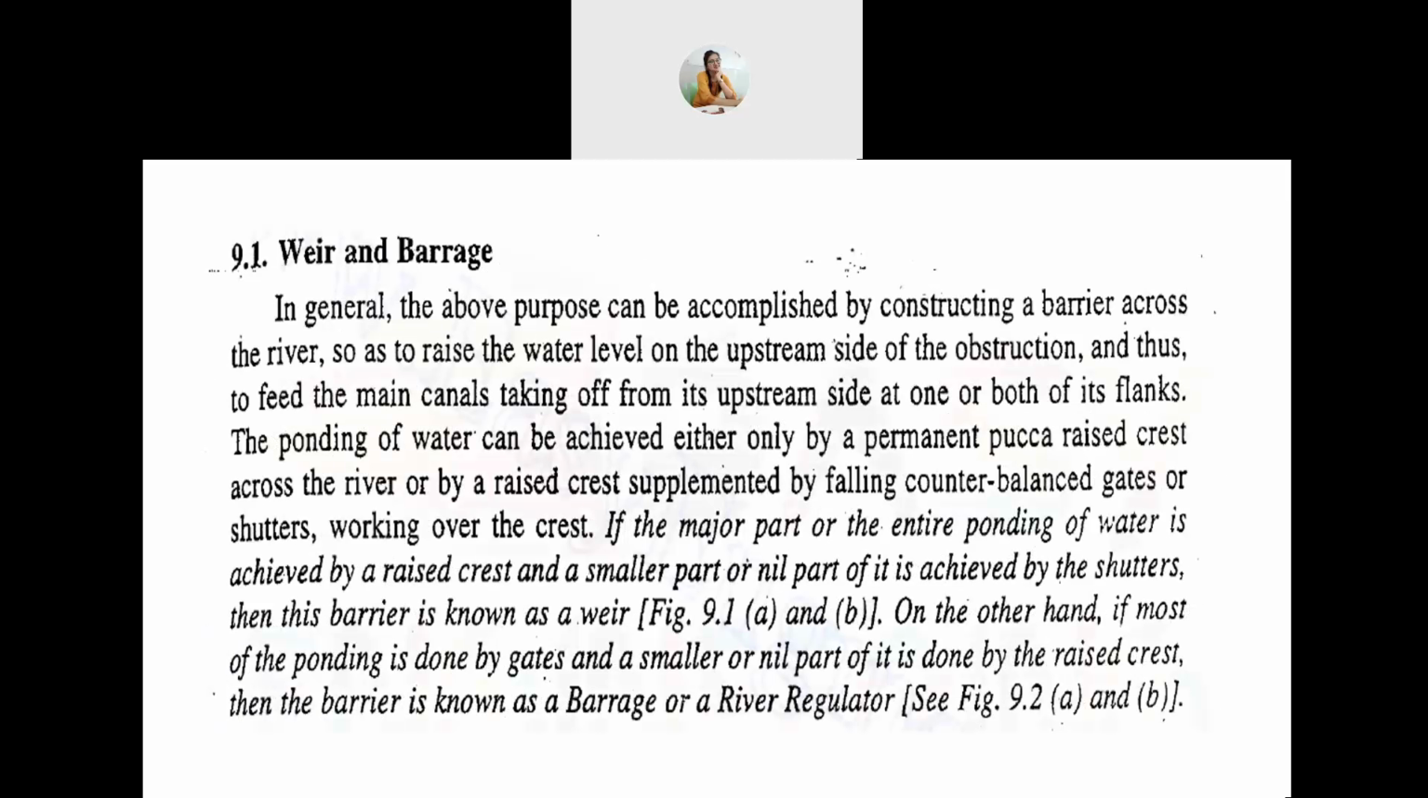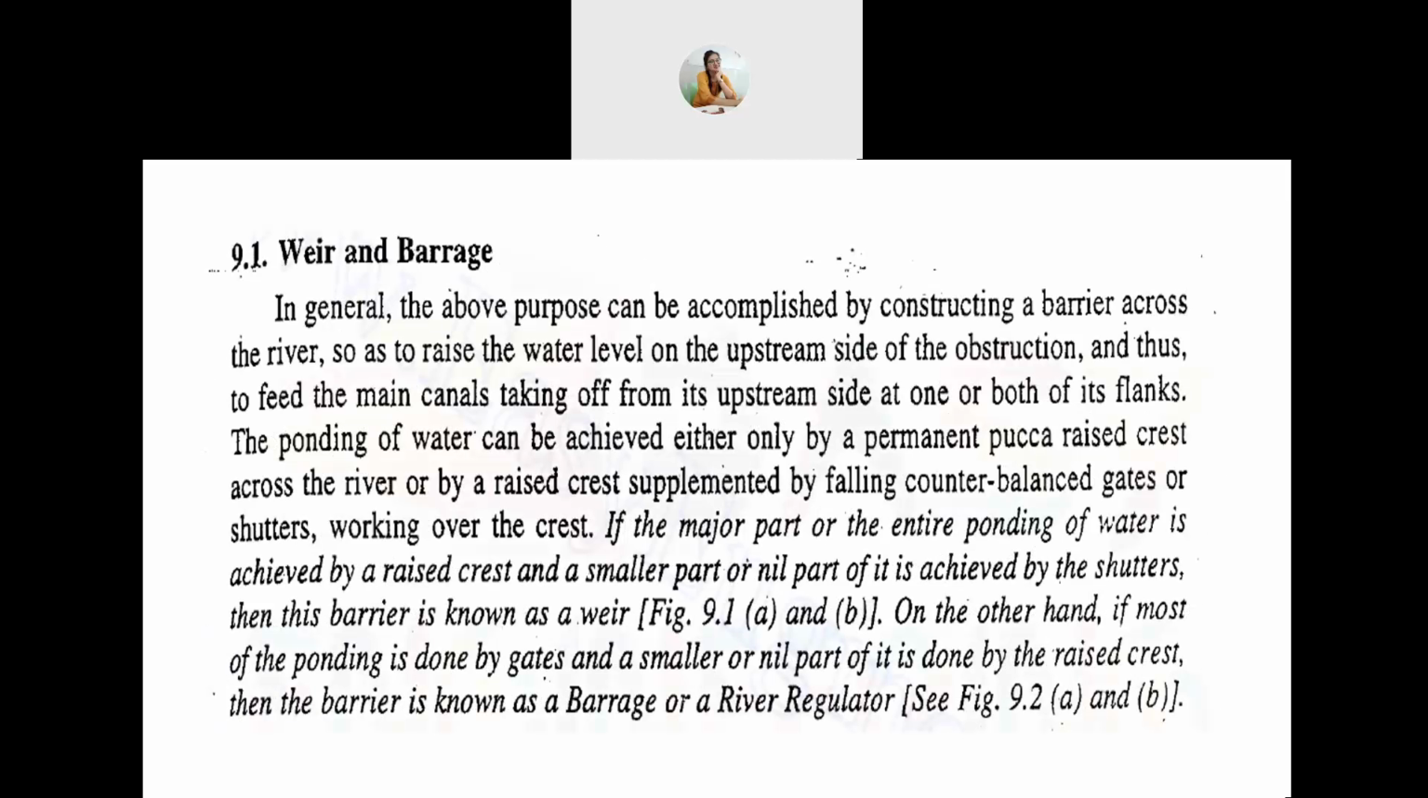Next, weir and barrage. In general, the above purpose can be accomplished by constructing a barrier across the river, so as to raise the water level on the upstream side of the obstruction, and thus to feed the main canals taking off from its upstream side at one or both of its flanks. The ponding of water can be achieved either only by a permanent pakka raised crest across the river or by a raised crest supplemented by falling counterbalance gates or shutters working over the crest. If the major part or the entire ponding of water is achieved by a raised crest and a smaller part or nil part of it is achieved by the shutters, then this barrier is known as a weir.